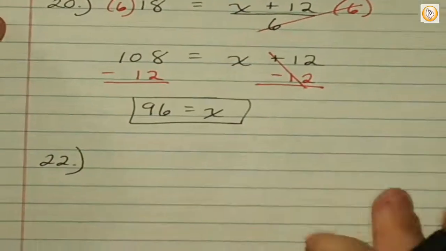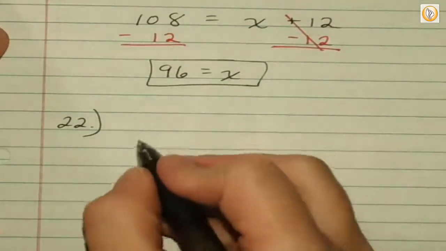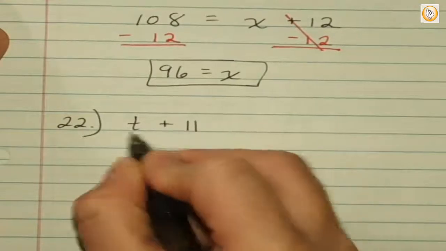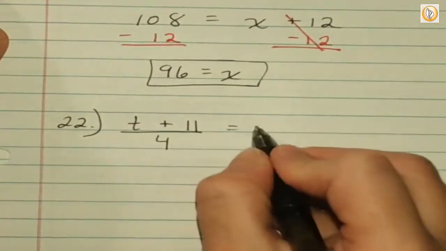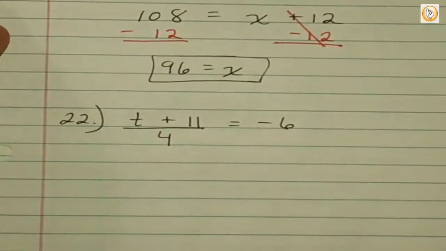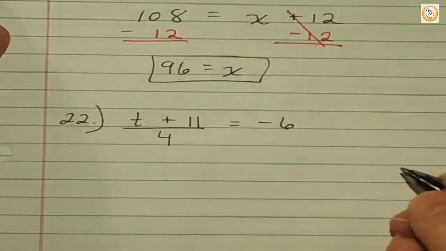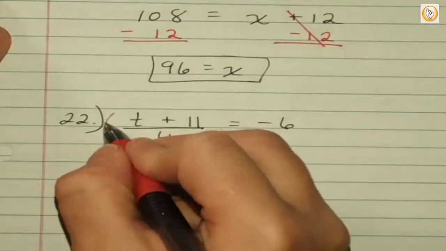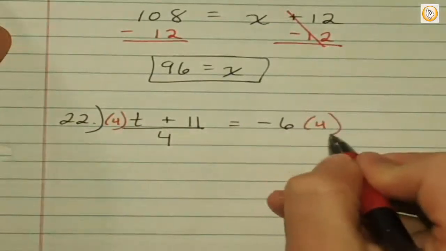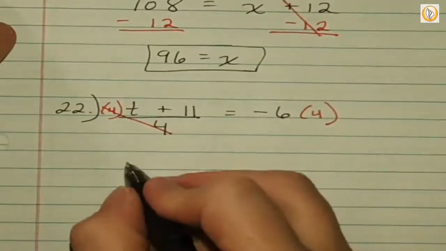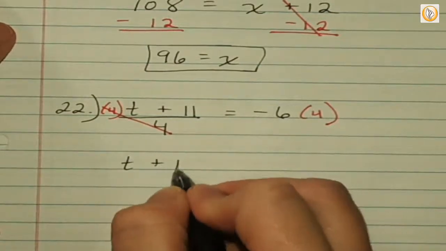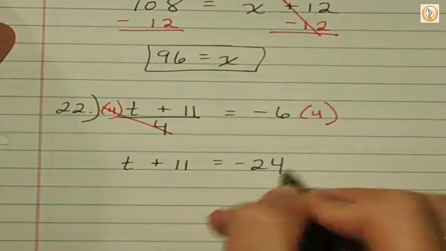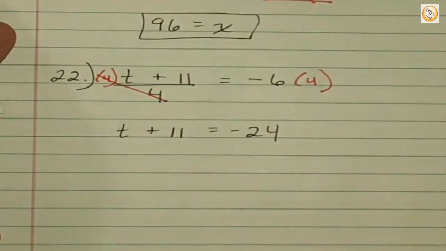All right, 22. Madeline, t plus 11 divided by 4 equals negative 6. Multiply 4 times negative 6. So we're multiplying 4 on both sides, and it crossed out on that side. They would have negative 24. Now what do I do when you're done writing?